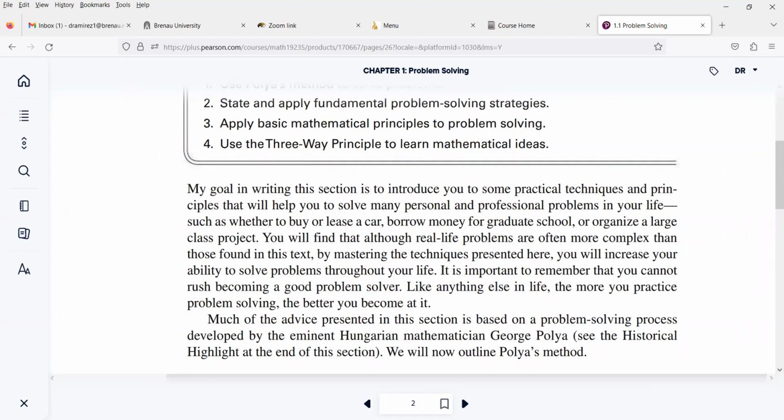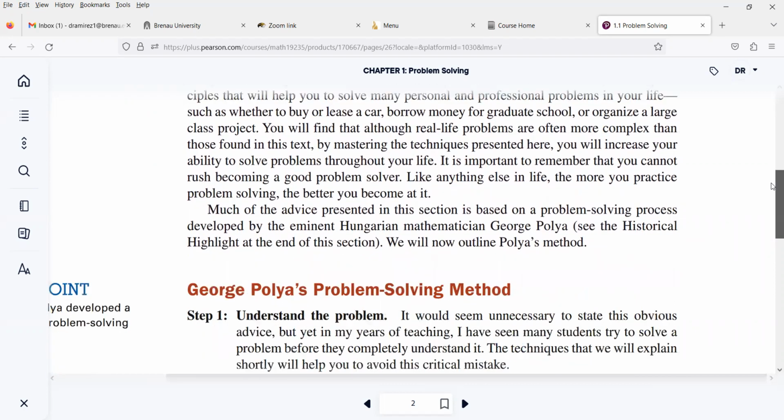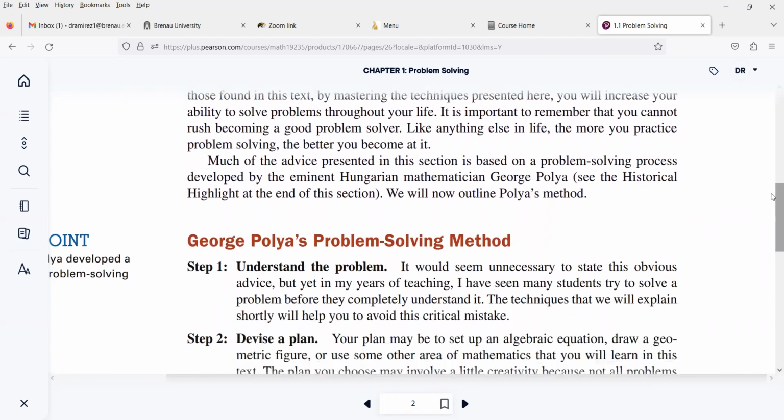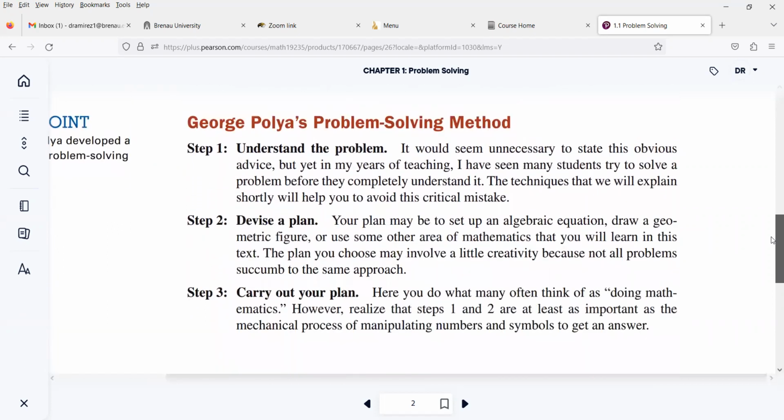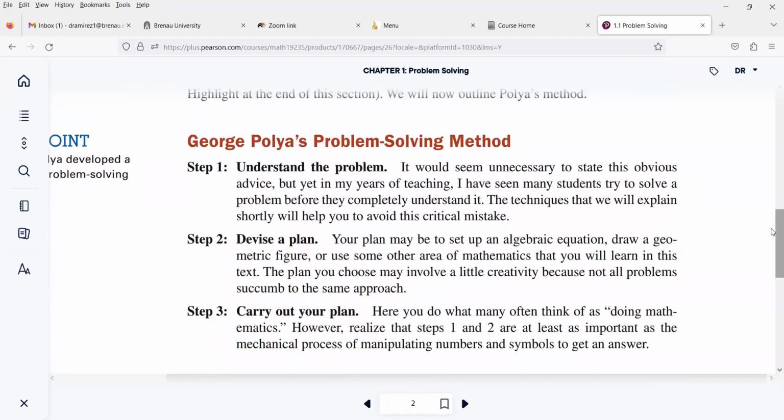So much of the advice presented in this section is based on a problem-solving process developed by the eminent Hungarian mathematician George Polya. He wrote a book in which he outlined the problem-solving method. It has 4 basic steps. Well, actually 3. The first one is to understand the problem. The second one is to devise a plan. And the third one is to carry out your plan.